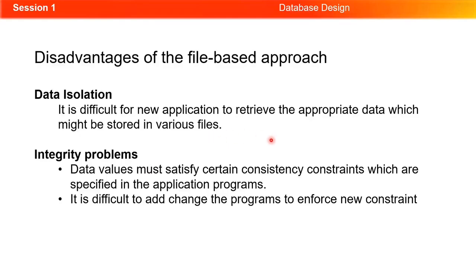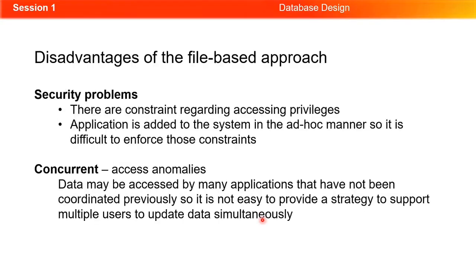Also, data isolation. It's very difficult for new applications to retrieve the appropriate data, which might be stored in various files that are not really documented. And also integrity problems. Data values must satisfy certain consistency constraints. It's hard to constrain data within a file because it was almost always just text data. So converting dates or converting numbers was a big disadvantage as far as managing that data. It's also difficult to add and change the programs to enforce new data constraints with a file-based approach.